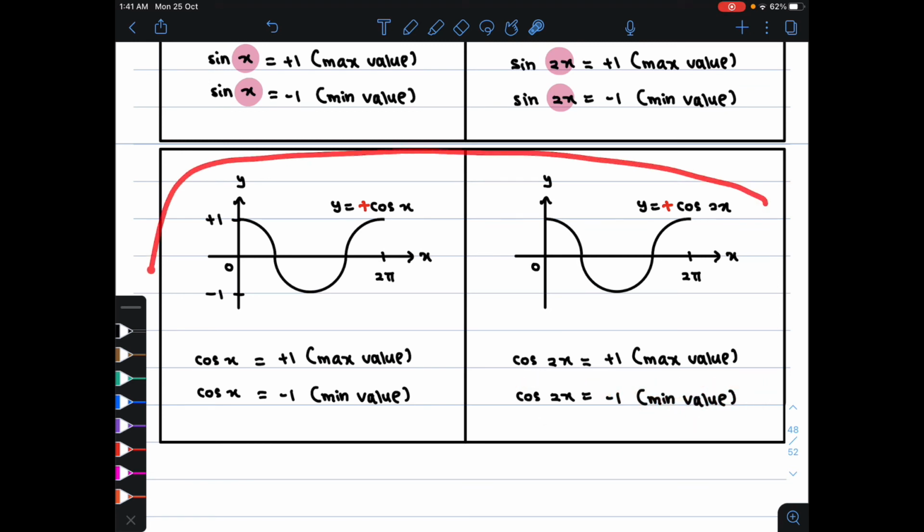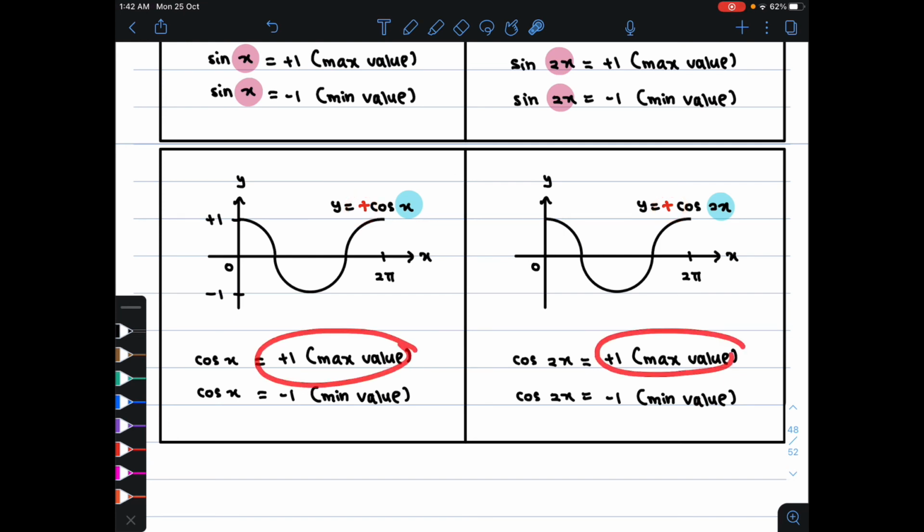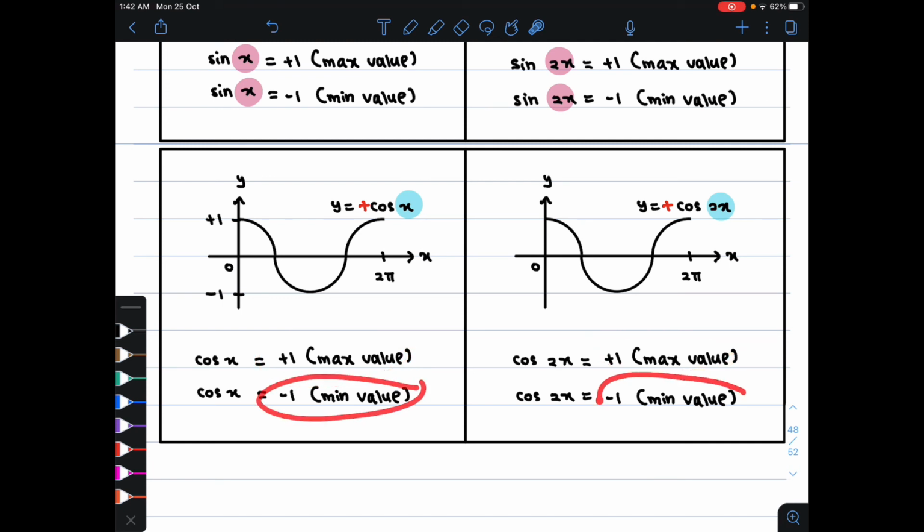Therefore, what conclusion can be made from these two graphs? You can see that the angles are not important. Say that this is angle x or angle 2x, or even maybe x plus 61 degrees. The angles are not important as long as the coefficient is positive 1. And hence, the maximum value is always positive 1 and the minimum value is always negative 1. So we will apply this concept in order to find the maximum and the minimum values of trigonometric expressions.